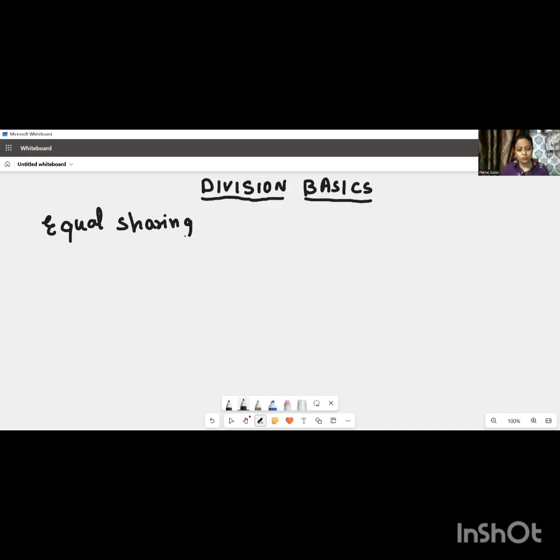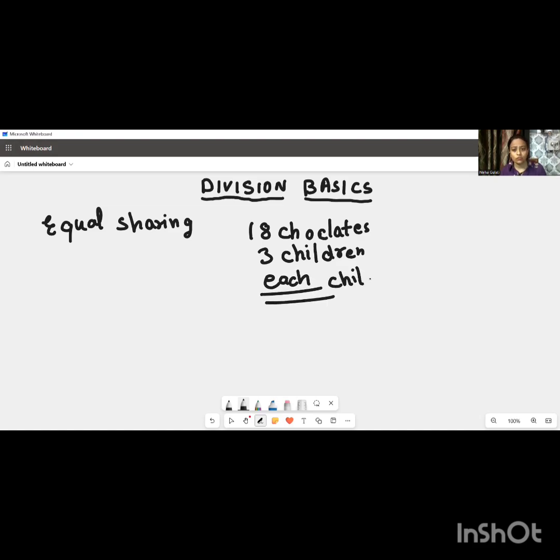We have to use the concept of division. Suppose a person has 18 chocolates and these 18 chocolates must be distributed among three children. Then how much chocolate will each child get? Whenever you find this phrase in your question, each child, it means this is a question of division.